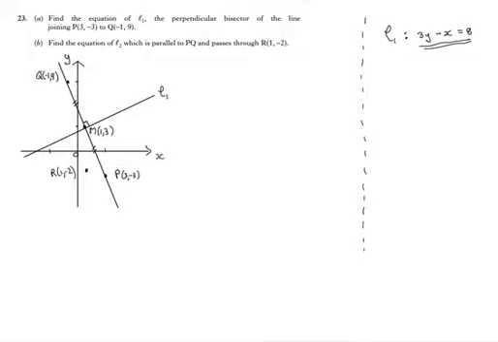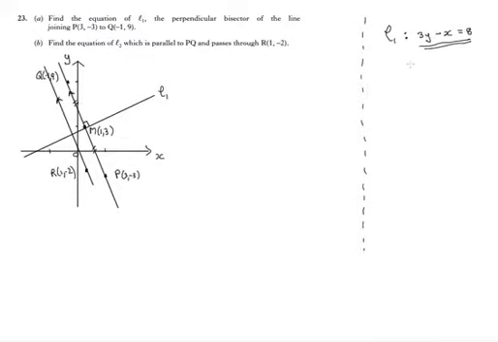So a new line appears, and there it is, passing through R and parallel to the other line. So that's parallel to that. And we have to find the equation of L2.